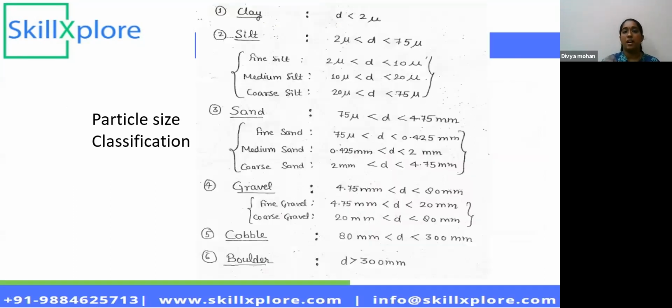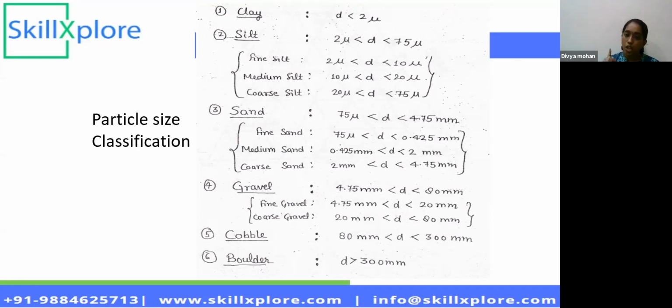And this is the particle size classification chart. We all know that clay particles are much smaller than 2 micron, and silt particles range from 2 micron to 75 micron. The sand ranges from 75 micron to 4.75 mm, and then there is gravel. Gravels are from 4.75 mm to 80 mm, the cobbles are 80 mm to 300 mm, and the boulders are greater than 300 mm.